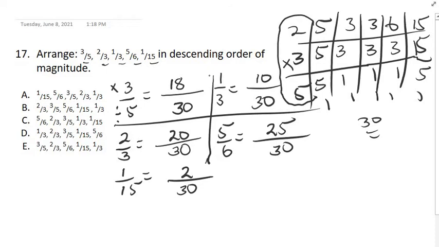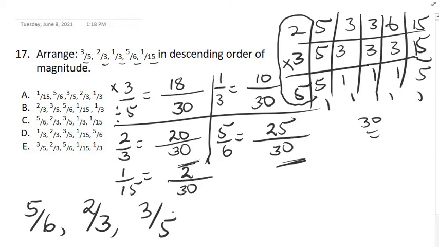Now, from what we've done, they said descending, which is from the biggest to the smallest. The biggest is 5 over 6 because 25 over 30 is the biggest here. So I'm going to write down 5 over 6 first. Then we have 2 over 3 because 20 over 30 is next. Then we have 3 over 5, which is 18 over 30. Then we have 1 over 3, and the smallest is 1 over 15. Let's check for the right option. 5 over 6, that's C.